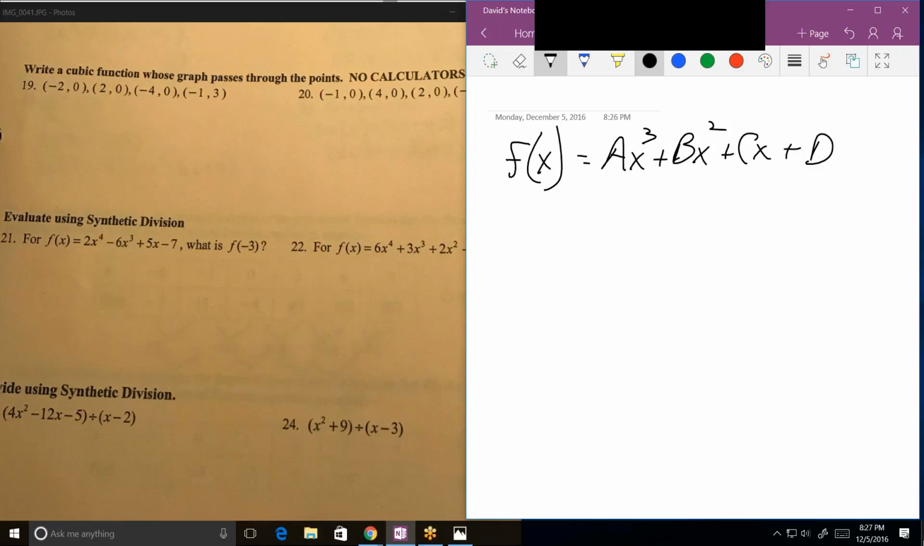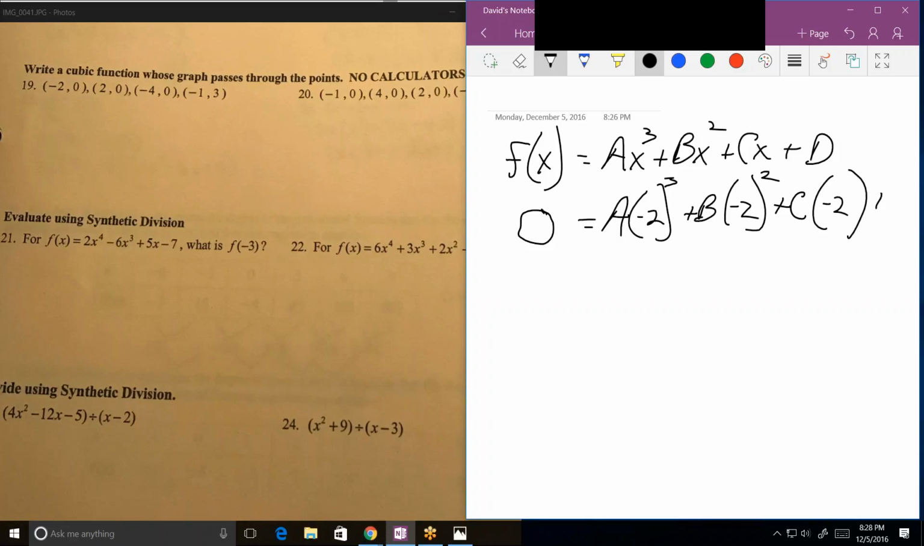They give us 4 points that satisfy this. What do I do with that first point? Substitute. In other words, if these 4 points are on my graph, then it has to satisfy this equation. F of x has to be 0 whenever x is minus 2. So there's one equation: 0 equals a times minus 2 cubed plus b times minus 2 squared plus c times minus 2 plus d. That's one equation.